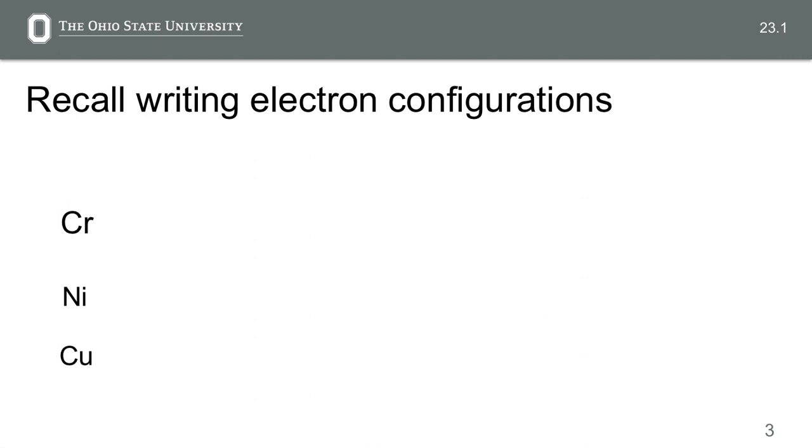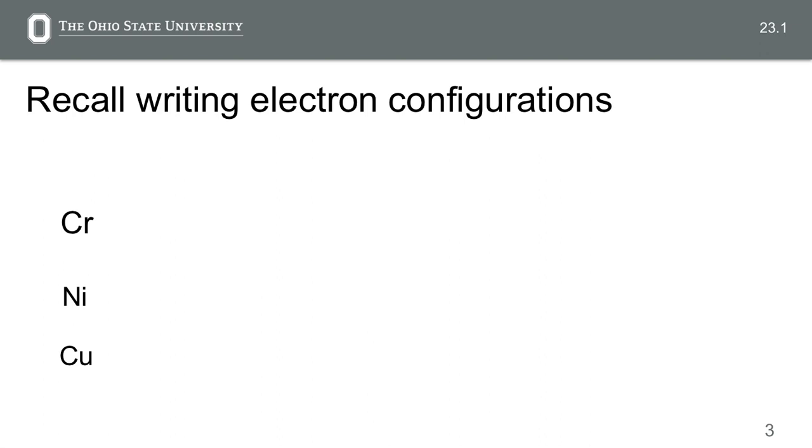Okay. So one of the first things we're going to need to recall in order to be successful in this chapter is writing electron configurations. So do you all remember doing this? Probably from 1210. Let's start with an example.